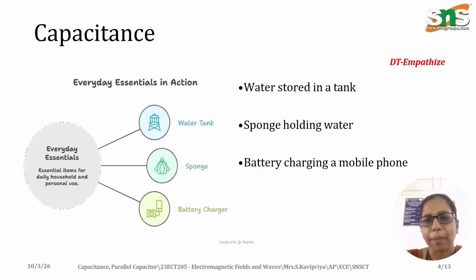So let's start with the capacitance. In day-to-day life, as we all know, the capacitor is a storage element. It stores electrical energy. It stores energy in an electric field. So what are the day-to-day life essentials which are related to capacitance? Water stored in a tank, a sponge holding water, and a battery charging a mobile. These are the day-to-day life essentials which are most similar to capacitance.